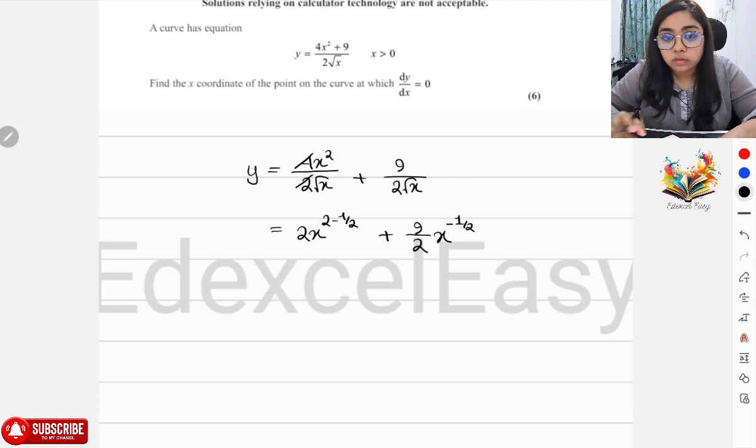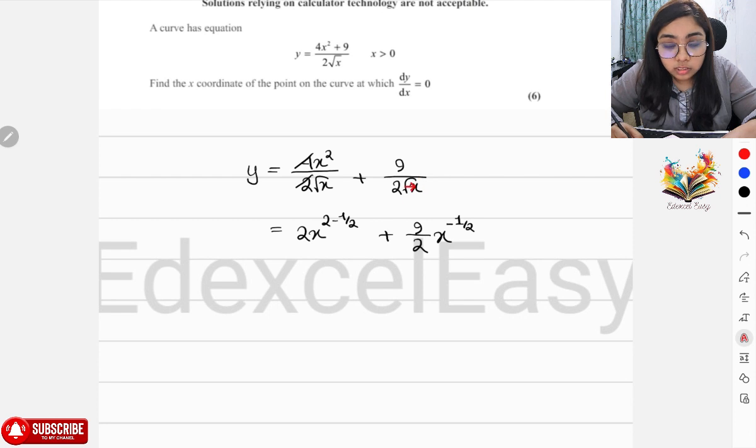These are all the rules from indices: when same bases are multiplied, their powers are added together. When same bases are divided, their powers are subtracted from each other. And whenever there is a power in the denominator and we're taking that from the denominator to the numerator, the power becomes negative. That's what is happening over here. You have this root x, x to the power of half in the denominator, and we're taking this root x.